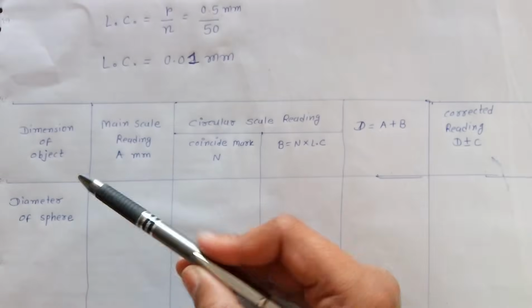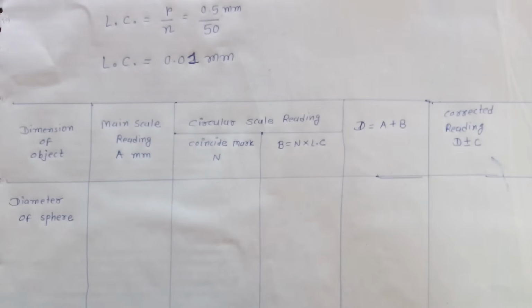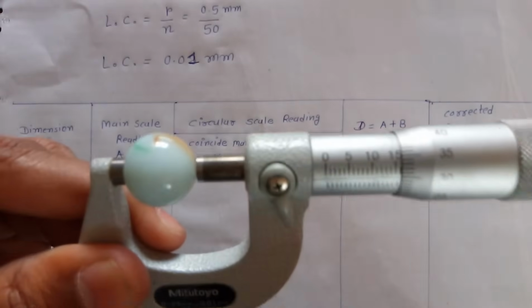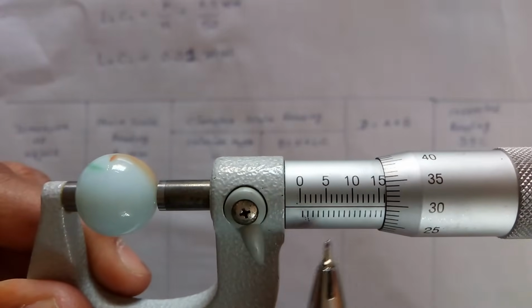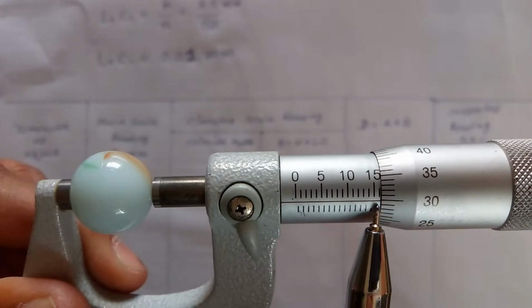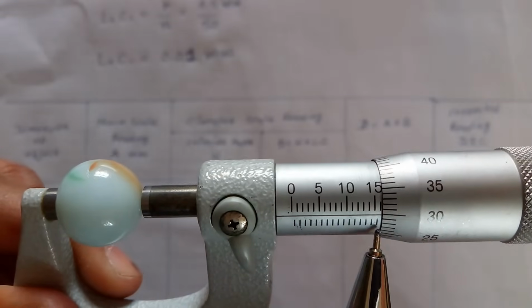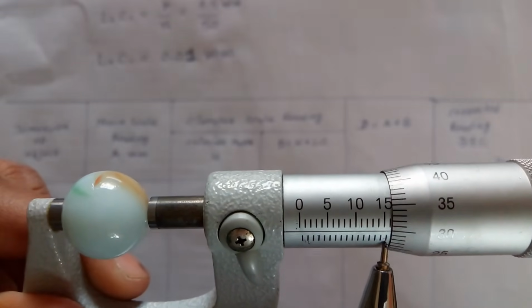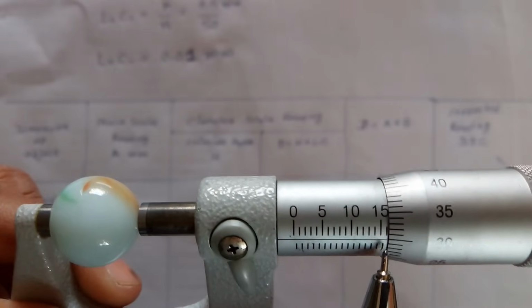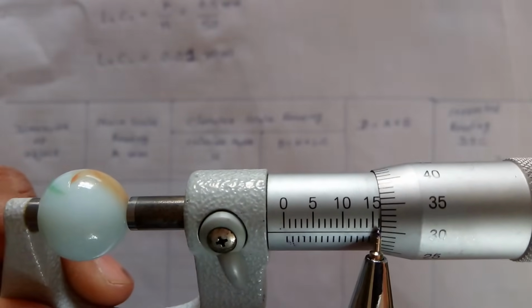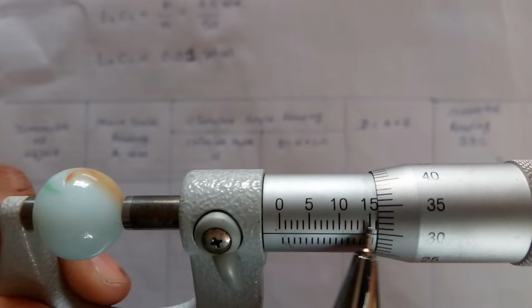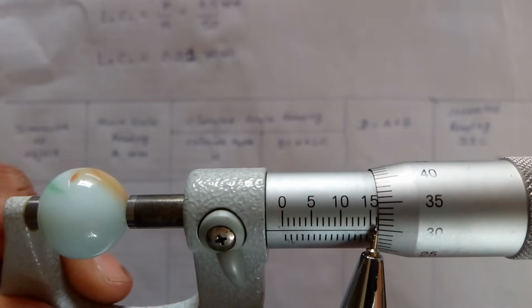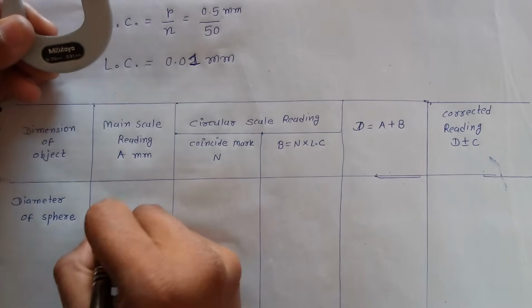And now first there is the main scale reading. This is the main scale. Here is 15 mm, 15.5 and 16. Means the main scale reading is 16. When the circular scale stops, this is our reading: 15, 15.5 and 16. So the main scale reading is 16 mm.